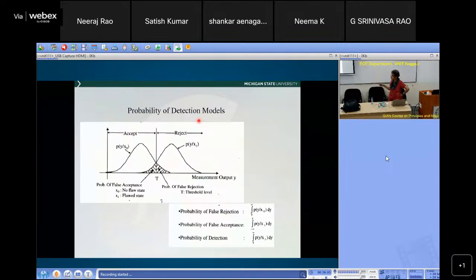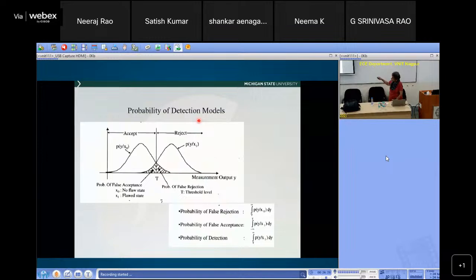So you can then use the probability of false rejection, probability of false acceptance. This is what you call a false alarm. This is called a miss. A false rejection means a defective sample is not rejected. So you can actually calculate all these in terms of probabilities. And this is the probability of detection.